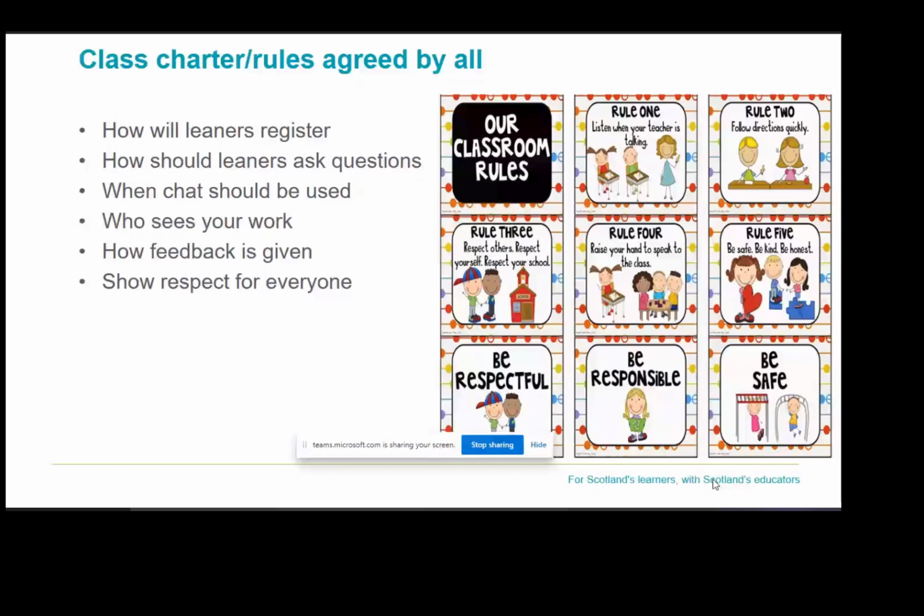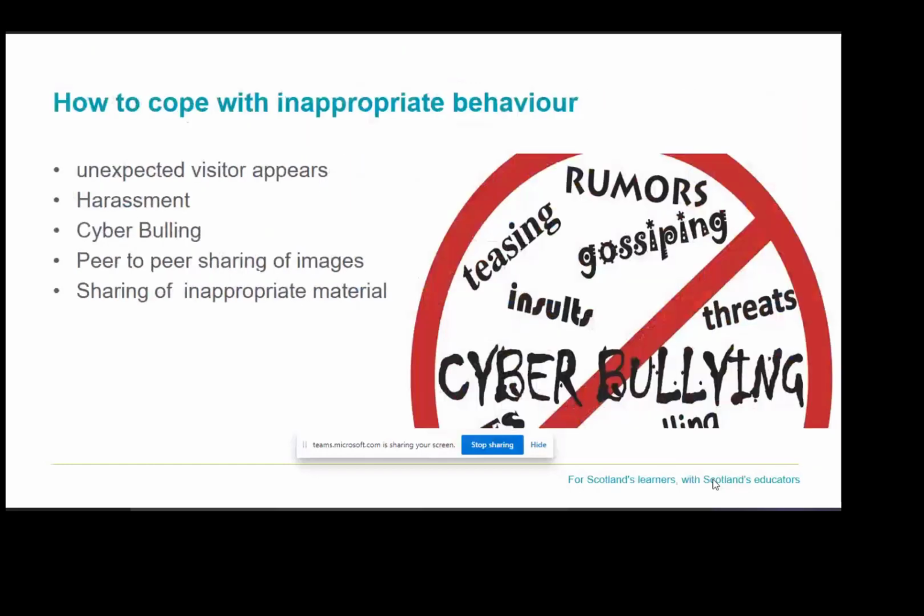And then, how do we cope with inappropriate behaviour? So as we talked about, unexpected visitors appear, harassment, cyberbullying, peer-to-peer sharing of images or sharing inappropriate material. Now, these are things that could happen in your physical classroom. You could have somebody unexpected turn up at your classroom door, but you could quite confidently deal with that. Your classroom management would allow you to deal with harassment, bullying, and sharing inappropriate materials within the physical classroom environment. We need to think about how we can deal with that in a live streaming event and within our virtual classroom.